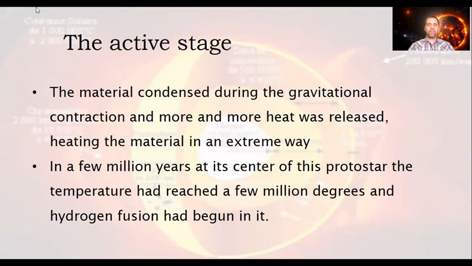Due to the gravitational concentration, the material condensed and more heat was released, heating the material extremely. In a few million years, at the center of this protostar, the temperature reached a few million degrees and hydrogen fusion began in it. And so the fusion lasts as long as there is enough hydrogen to convert. With our sun, it is approximately 10 million years, so we are halfway through this period.